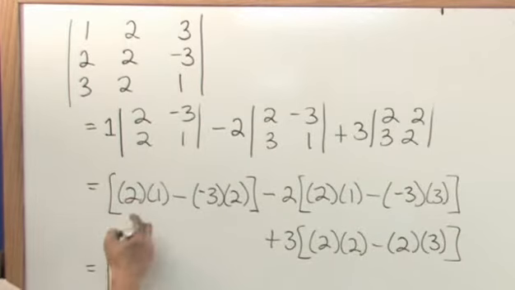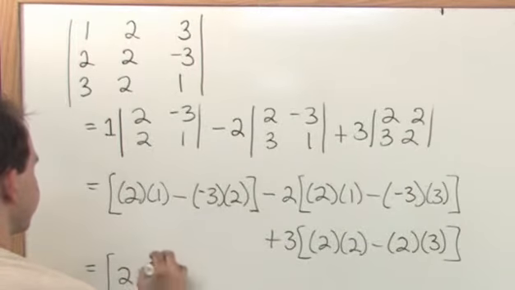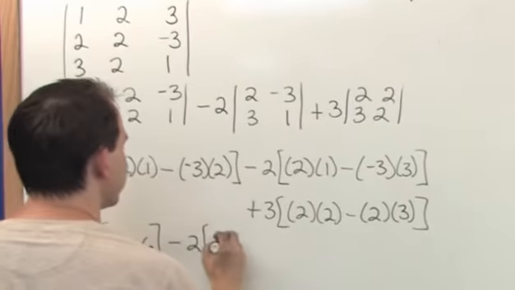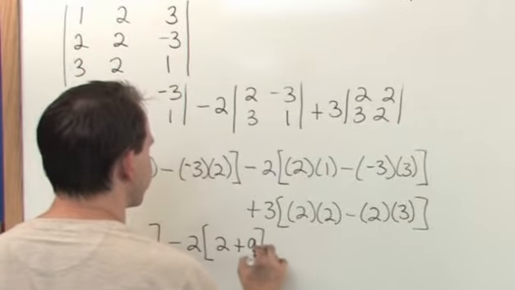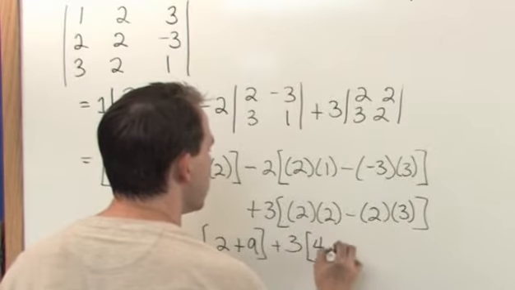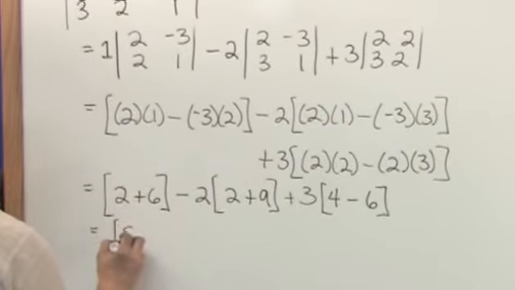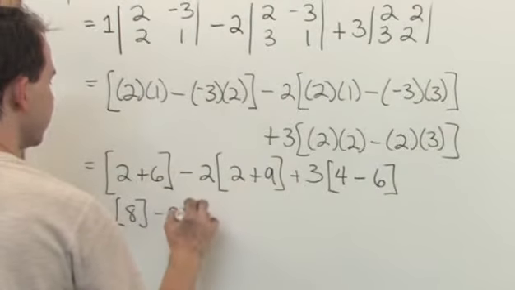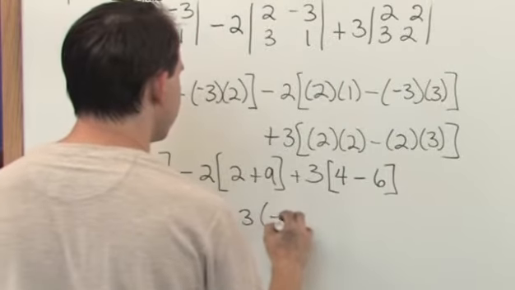On the inside here, 2 times 1 is 2, minus a negative is going to give me this positive 6, okay? Negative from here, 2, and on the inside, 2 times 1 is 2. Negative times negative gives me positive 9, plus 3 on the outside from here. 2 times 2 is 4, minus 2 times 3 is 6. Okay, 2 plus 6 is 8, minus 2 times 9 plus 2 is 11, plus 3 times, and on the inside, 4 minus 6 is going to give me negative 2.